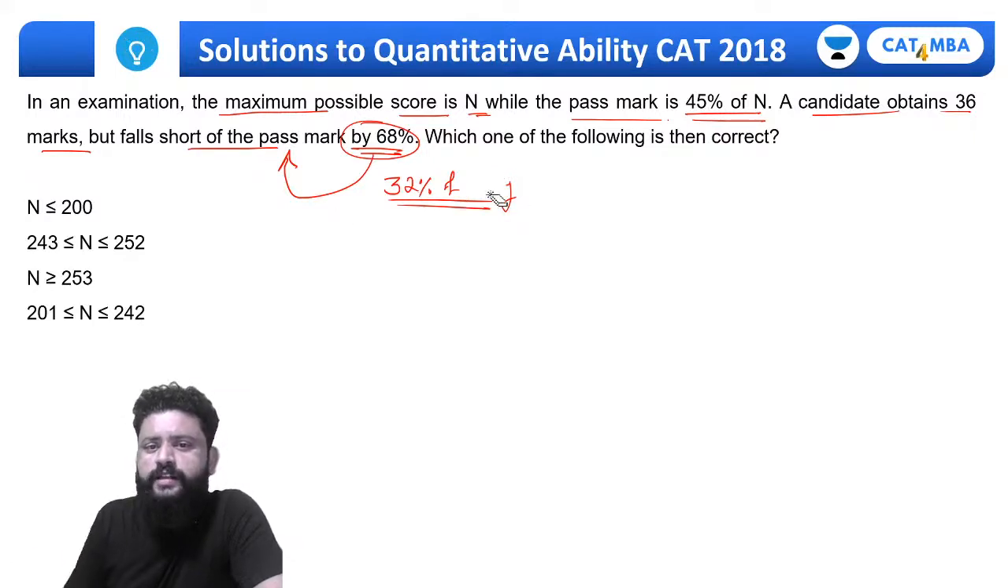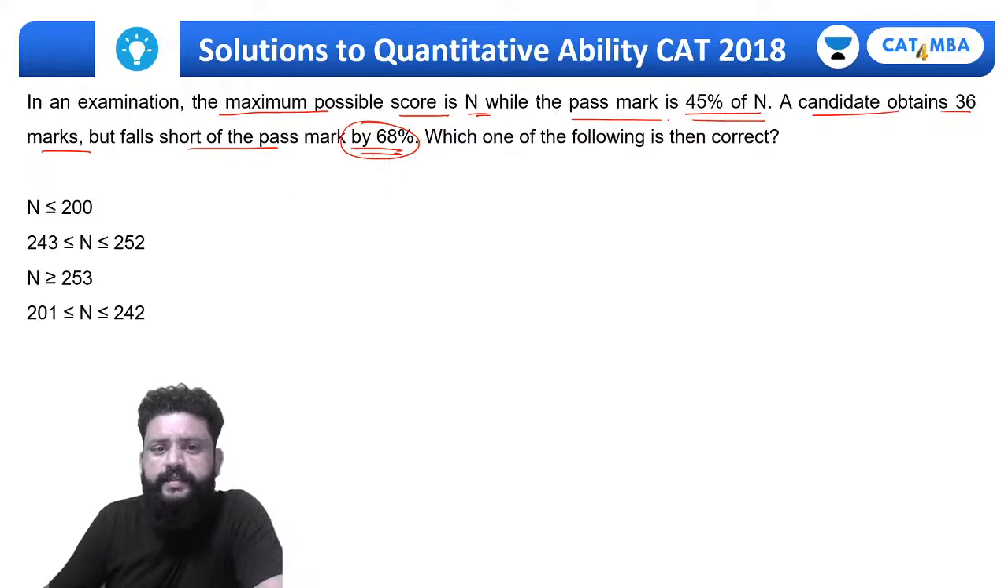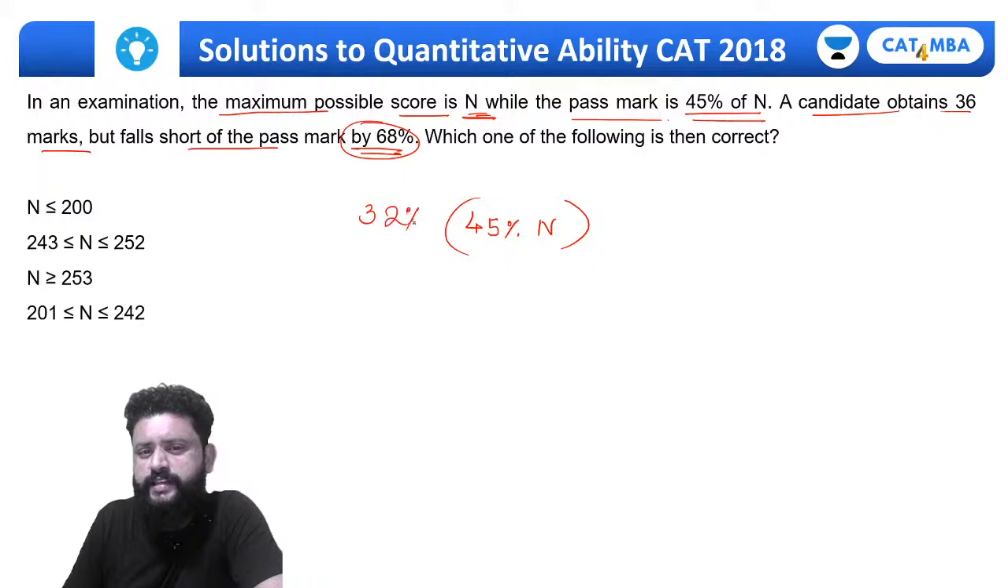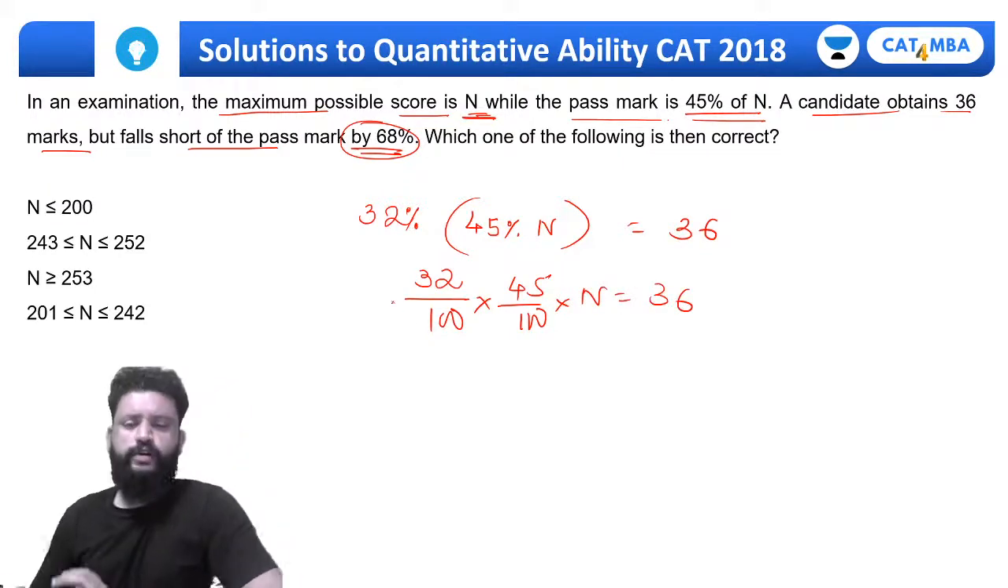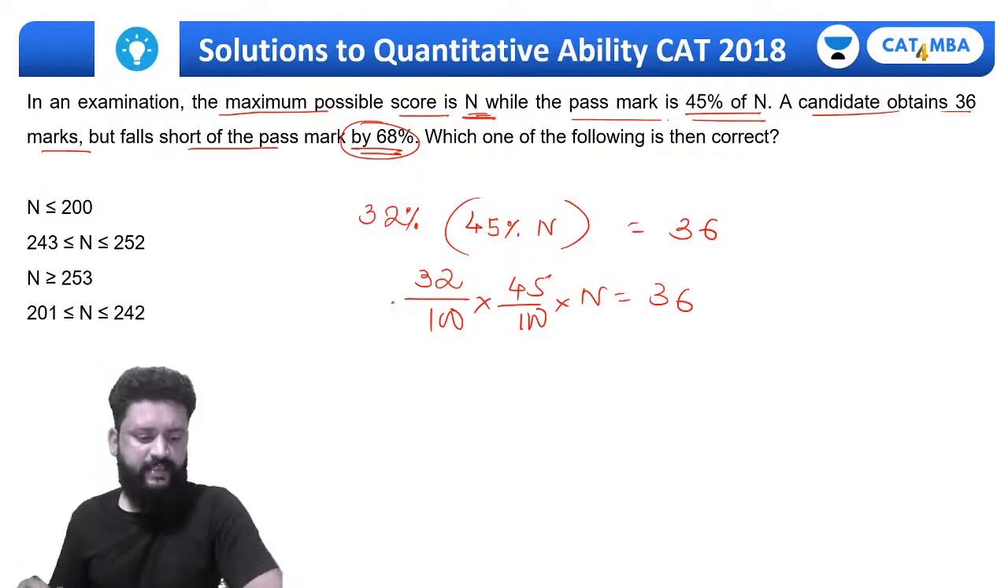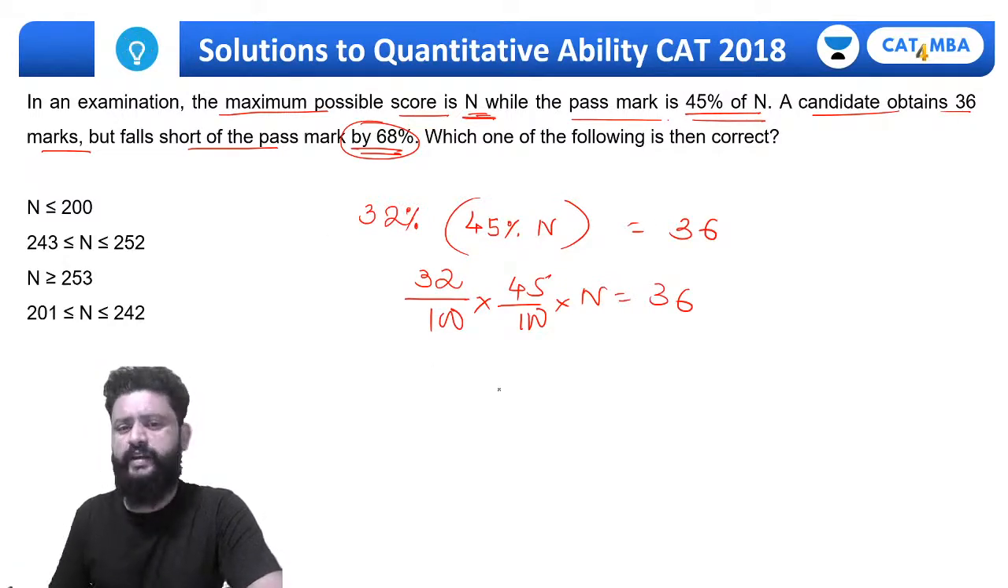So if I want to calculate the passing marks, let's say the total score is n, the passing marks are 45% of n, out of which he just scored 32% of 45% of n and obtains the score which is 36. So you can solve this: 32 by 100 into 45 by 100 into n must be equal to 36. And you would have just guessed what this will come to exactly. This is just one way to solve this question.